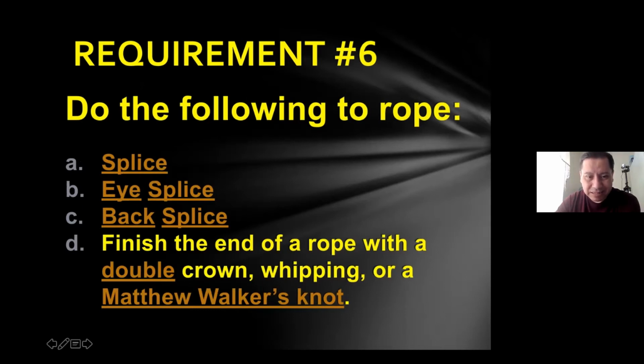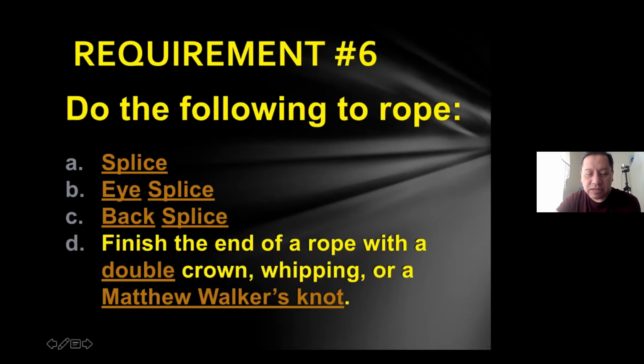Notice that it says do the following to a rope. It doesn't say do one of the following. It says do the following. So you've got to do all of these: A, B, C, and finish with the D. Splice. We talked about the splice, but we're going to look at it right now. Eye splice, back splice, and you're going to finish with a whipping. We talked about whipping already, remember?